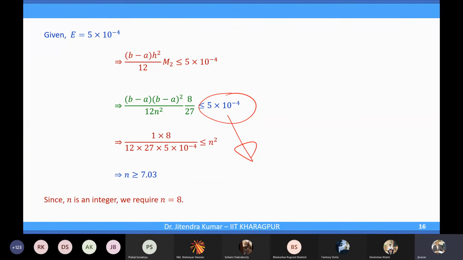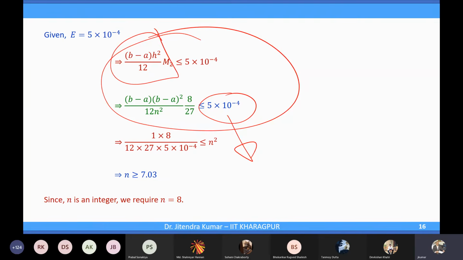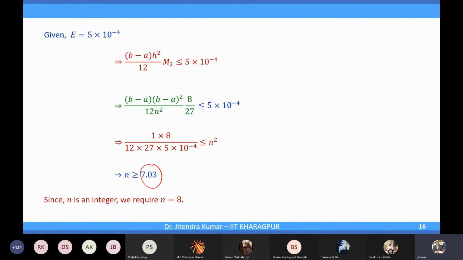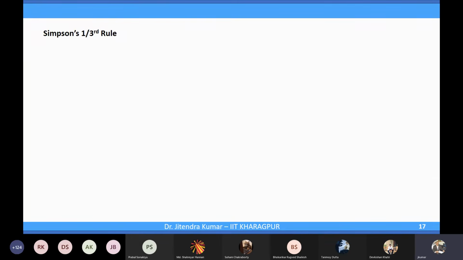It may happen that 7 itself is enough, because we are doing this calculation with the upper bound of the error. So it may happen that 7 also gives you error less than this, but through your calculation, you are not sure what will happen if you take 7. But with 8, you are sure that definitely your error will be less than 5 into 10 raised to the power minus 4.